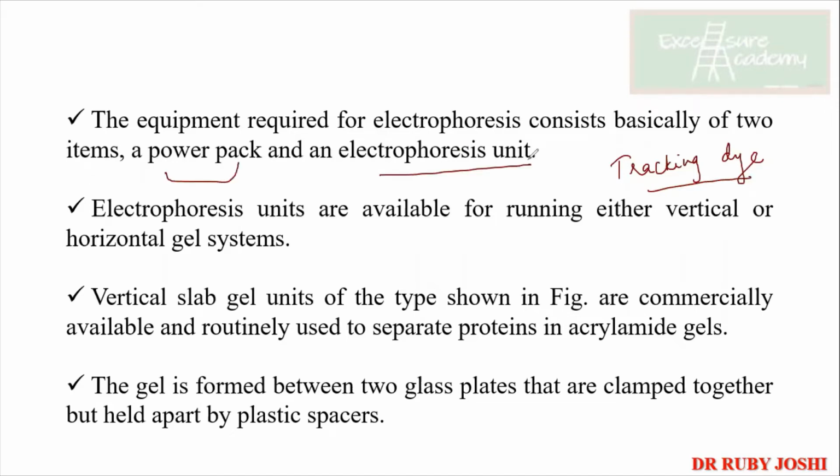the electrophoresis unit. Okay. Now, electrophoresis units are available in either vertical or horizontal. This is for your DNA, and the vertical one is for your proteins. Now, vertical slab gel units of the type shown in the figure are commercially available and routinely used to separate proteins in acrylamide gels. And the gel is formed between two glass plates, which are clamped together but held apart by plastic spacers.